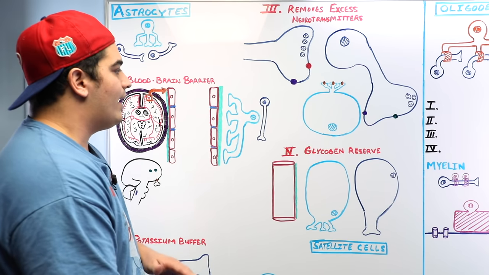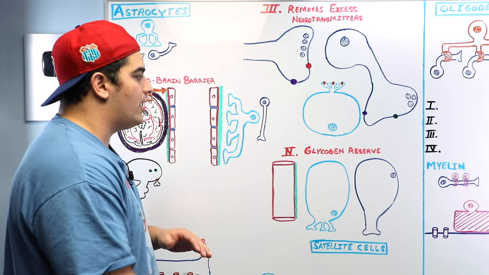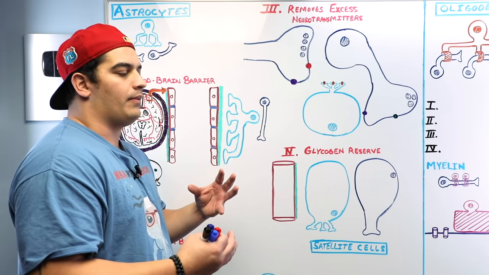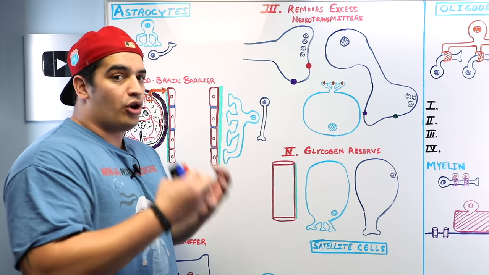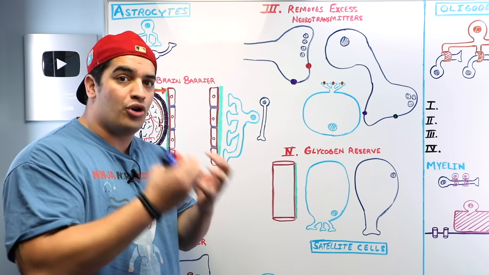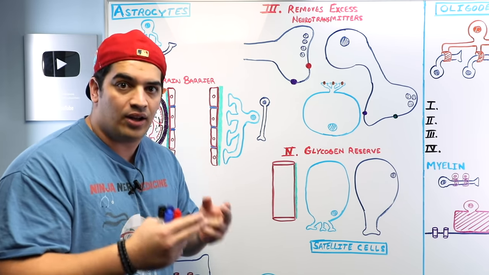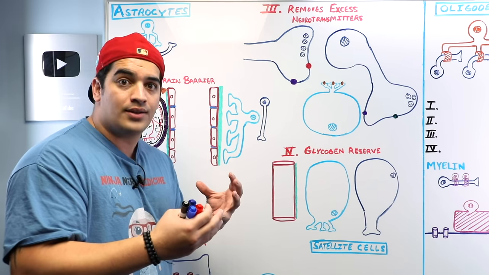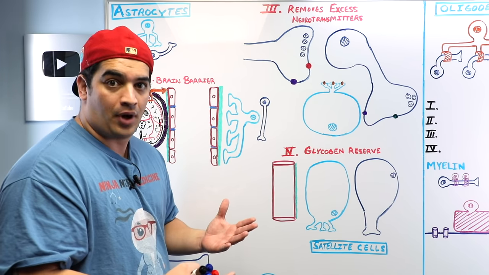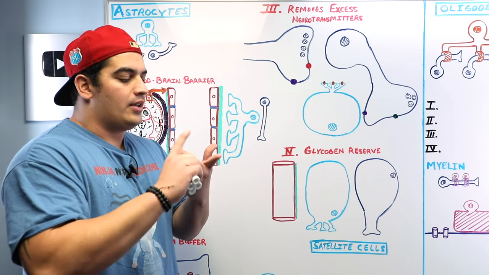All right, Ninja Nerds, so we got to talk about glial cells. Now, glial cells, it's important to know what they are. So you got to know that there's nervous tissue. When we talk about neural tissue or nervous tissue, it's made up of two cellular components, neurons and glial cells. Okay, that's the first thing I want you to know.